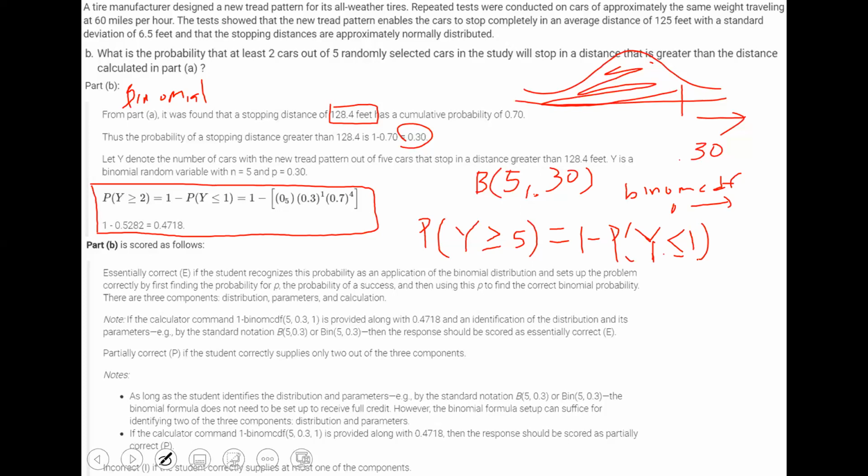You don't even have to write, oh, why did I write 5? 2. Sorry. You don't even have to write 1 minus P, Y is less than 2, because this is a discrete random variable. This is fine, and the reason you should write it this way is that then you don't forget the binom CDF. You just write 1, and then 0. So that's basically what's going on here. So it did 1 minus Y is less than or equal to 1, and I got 0.4718.